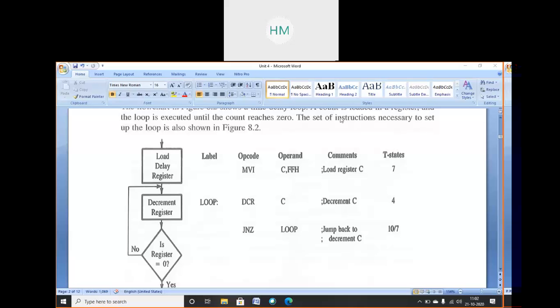So the loop will be executed count minus 1 times, and on the last pass through the loop the condition is not met. If the condition is not met, then it will require 7 T states. So here it will require 7 plus (n-1) into 10.